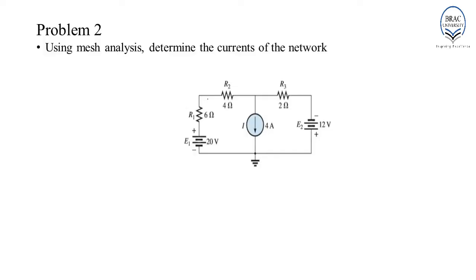This is because when we apply Kirchhoff's voltage law across each closed loop, we need to know the voltage or potential drop across each element. But in this case, we do not know the voltage across the current source. Hence, we cannot solve this circuit using mesh analysis. As a result, we will approach this circuit with super mesh analysis.